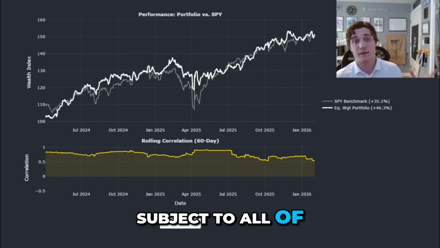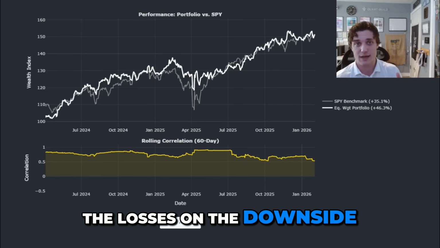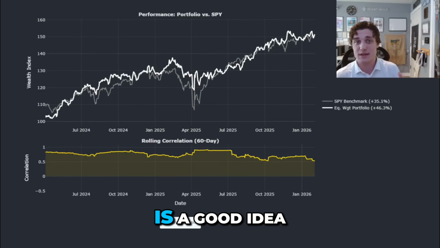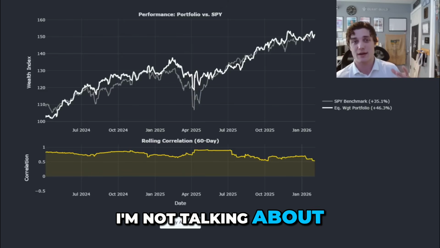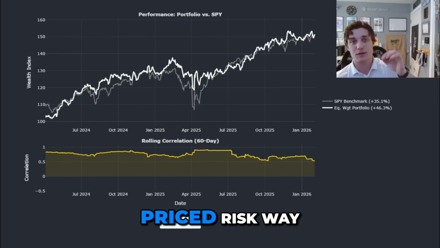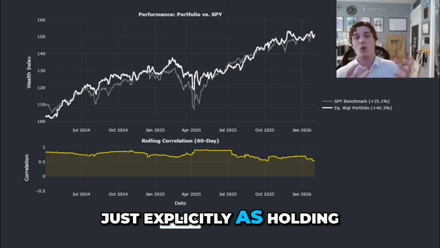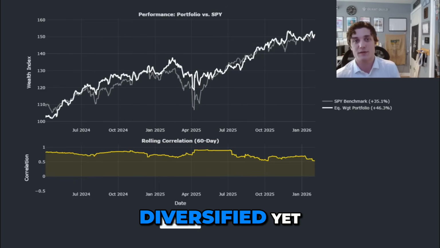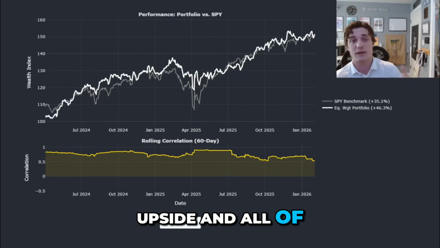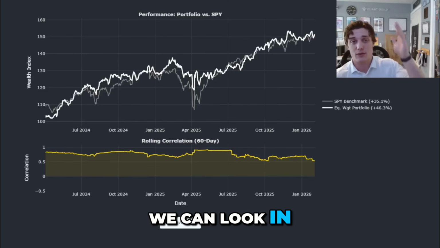It's important to note here that if we hold a portfolio of just one equity, we're going to be subject to all of the gains on the upside, but also all of the losses on the downside. Whether or not this is a good idea isn't what I'm discussing. I'm not talking about it in a cross-sectional priced risk way. I'm talking about it just explicitly as holding one stock. If you hold one stock and you're not diversified, yeah, you are going to ride all of the upside and all of the downside.